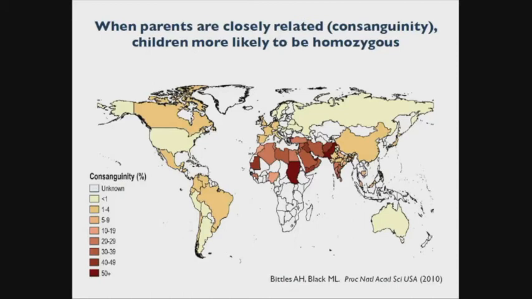This is a map of consanguinity rates around the world. The deeper shades of red indicate a greater proportion of the population are the product of consanguineous unions. And you can see there are particularly high rates in North Africa, parts of southern India, and then in the Middle East and in Afghanistan and Pakistan.